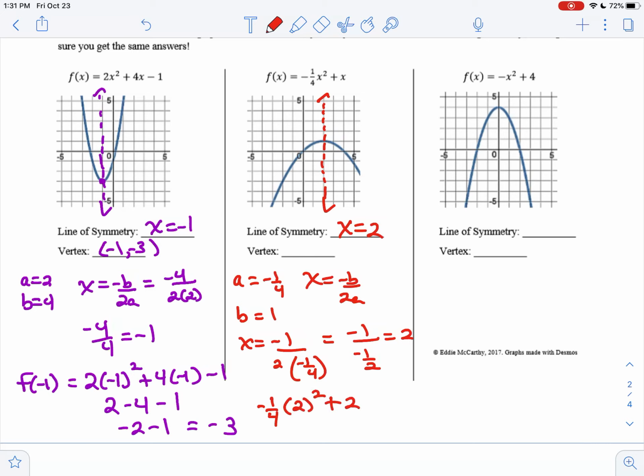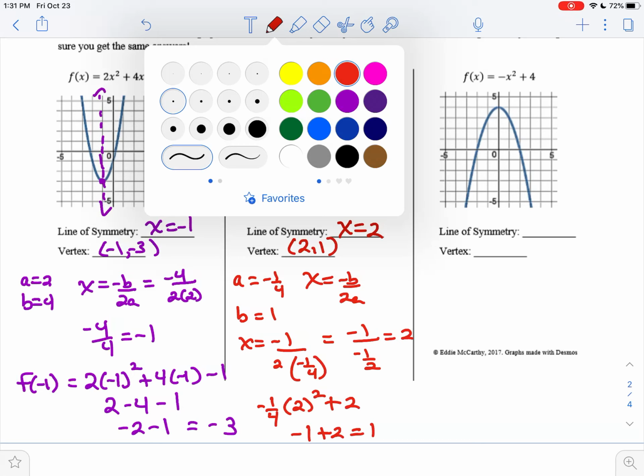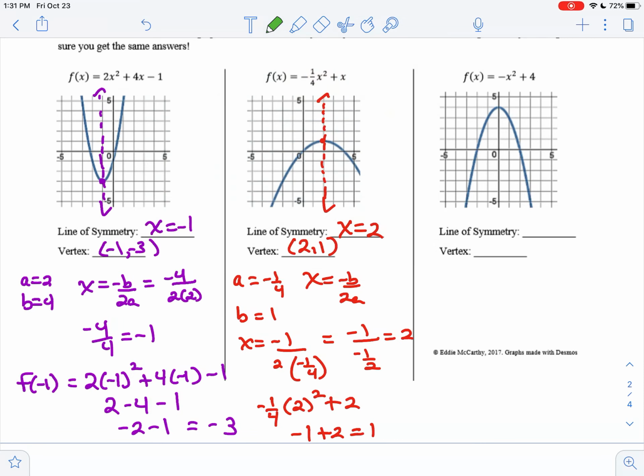Okay. Now, when we get 2, we can plug it into our function, -1/4 times 2 squared plus 2. So that's 4, -1 plus 2 equals 1. So our vertex is 2, 1. And we can verify it on the graph right there, 2, 1. Okay, we'll do one more.